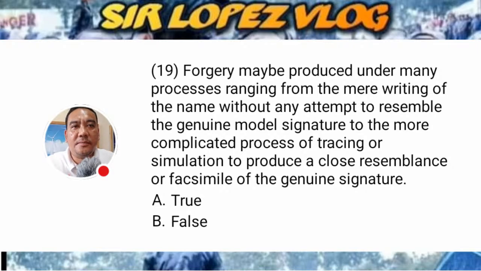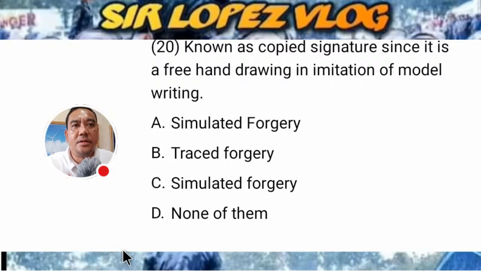Number 20. Known as copied signature, since it is a freehand drawing in imitation of model writing. A. Simulated forgery. B. Trace forgery. C. Simulated forgery. So A and C are the same. Or D, none of them.